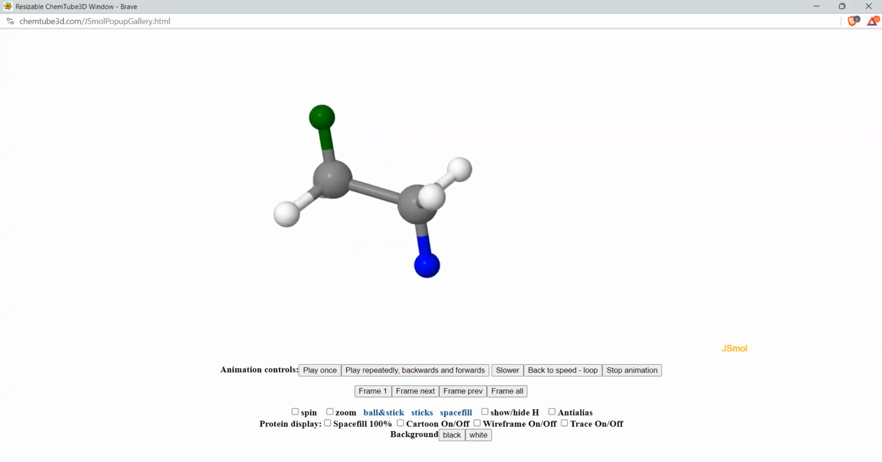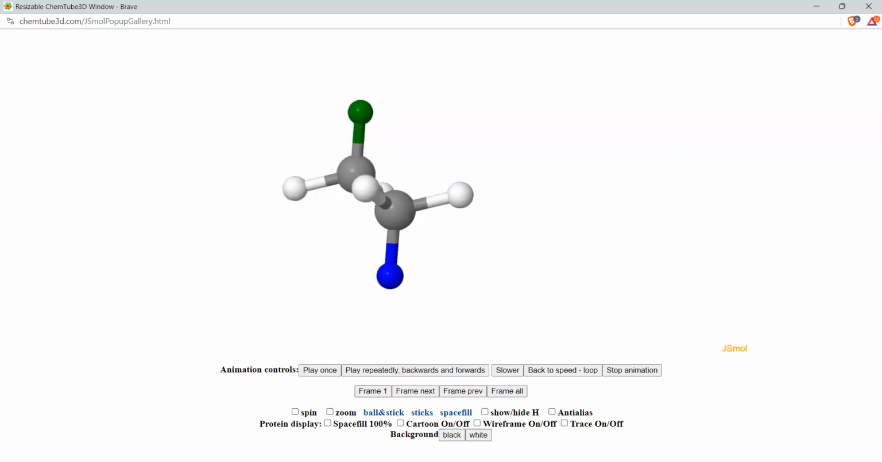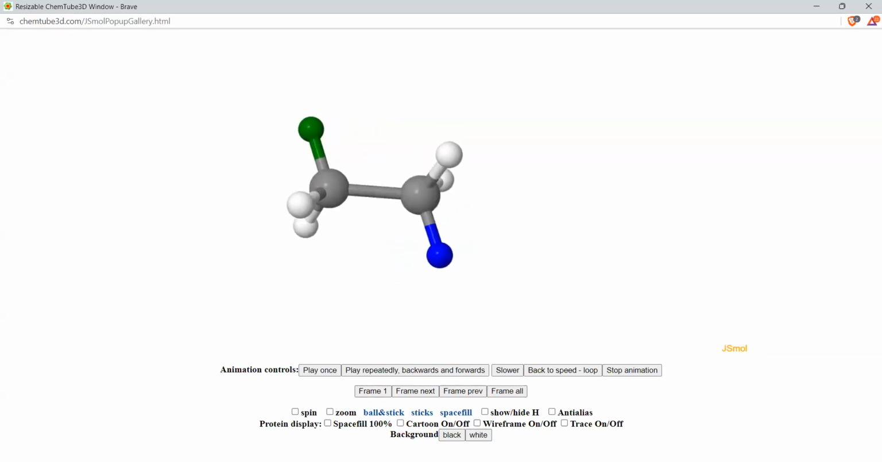Guys, can you see the screen? Yes, sir. ध्यान दें. Here we are having, this is actually ethane molecule and this is the carbon atom. This is the carbon atom. This carbon is having 3 hydrogens.